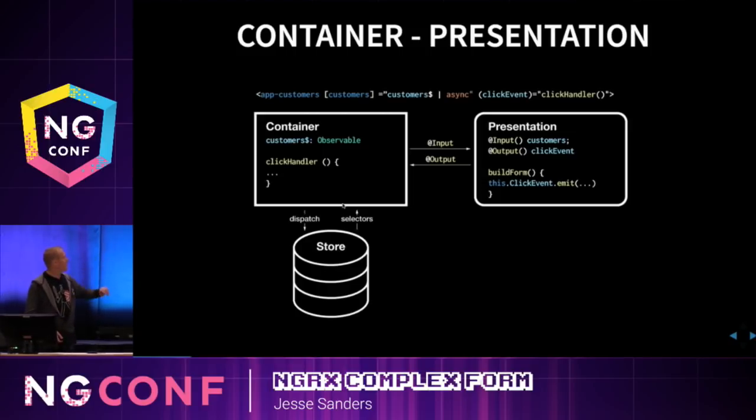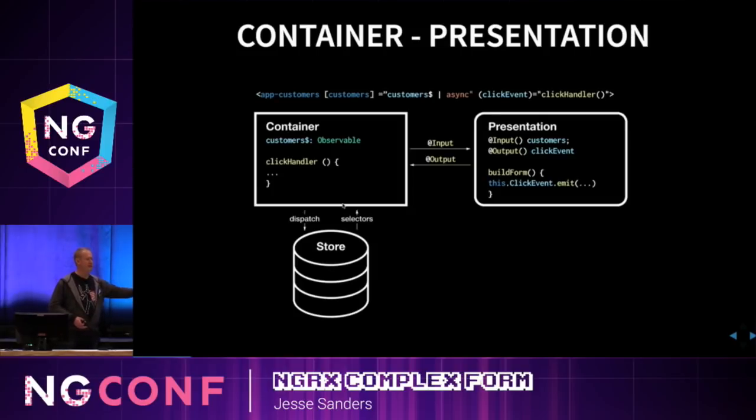So when we look up here, we've got a container, we've got a presentation. The container is responsible for how things work. That's its primary concern. It's the one that's going to interact with the store. It's going to dispatch events, and it's going to get selectors to get the data back out. It's going to then store those in observable variables, and then it's going to handle any sort of events that are being bubbled back up.